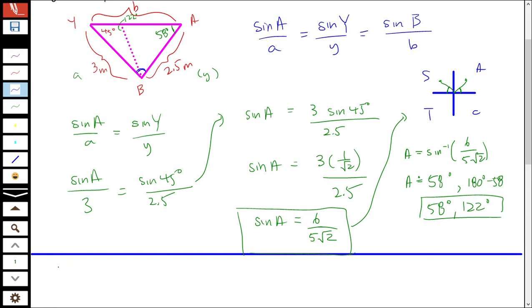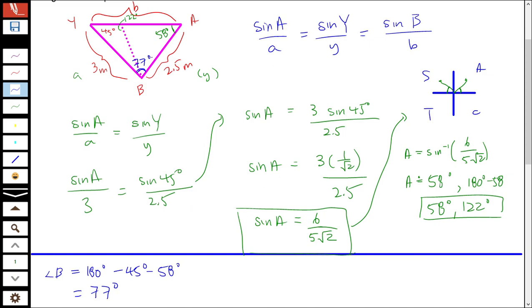And it's going to be, let's calculate B. Angle B is going to be, remember, the sum of the three angles of a triangle is 180 degrees. So all I have to do is take 180, subtract the 45, and subtract the 58 degrees, and that should give us the angle of B. So let me calculate what that is. 180 minus 45 minus 58, that's going to give me 77 degrees. So the angle at B is going to be 77, so I'm going to label that.